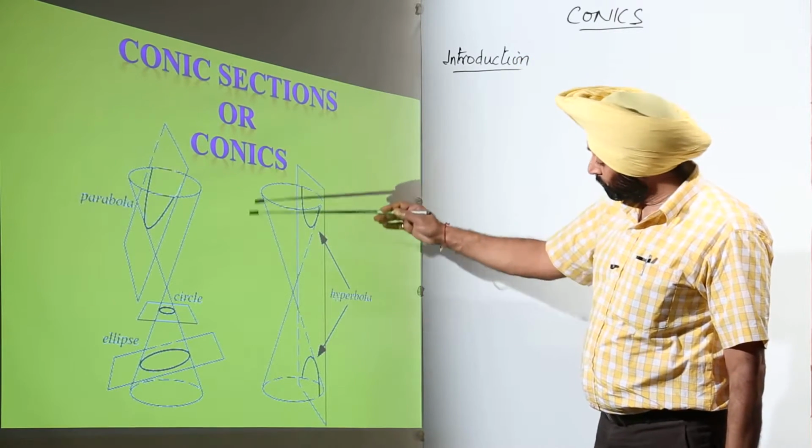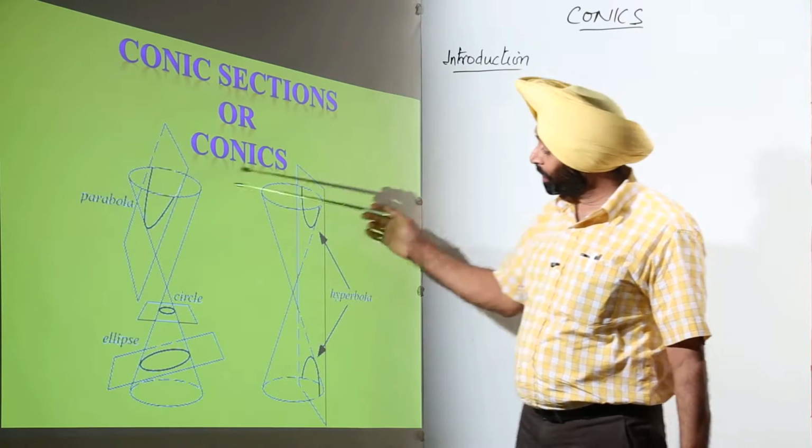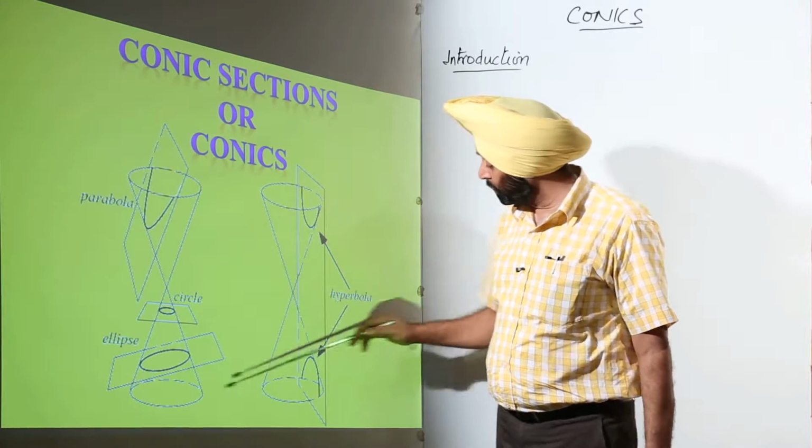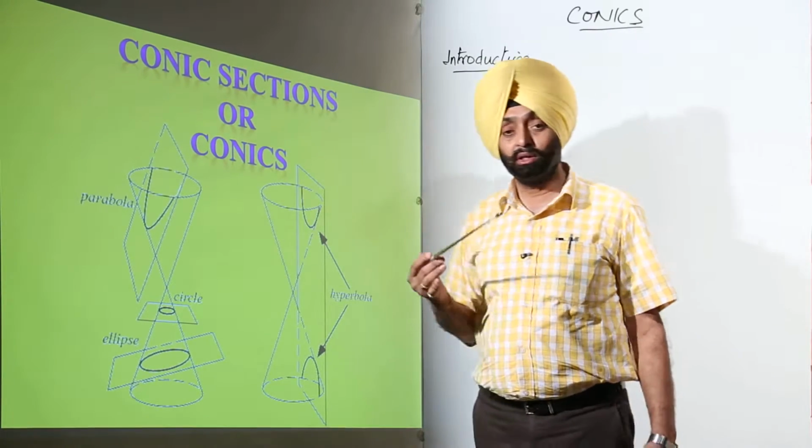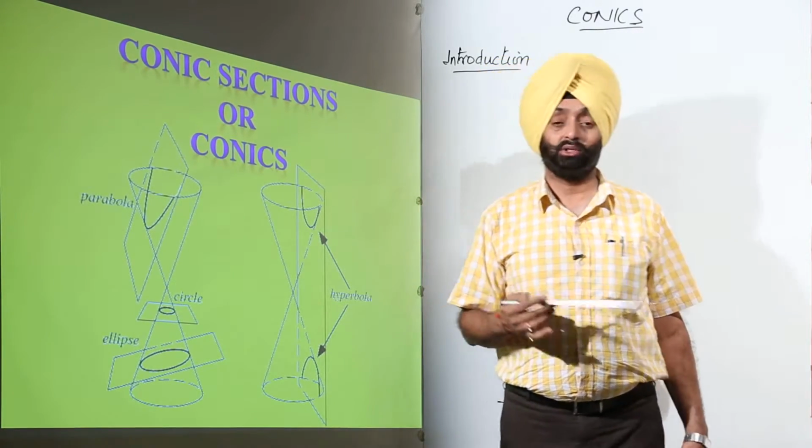We have a nice figure drawn here. A few terms are written here: parabola, circle, ellipse, hyperbola. All these terms are written here. Now basically, what is a conic section? What is a conic section?